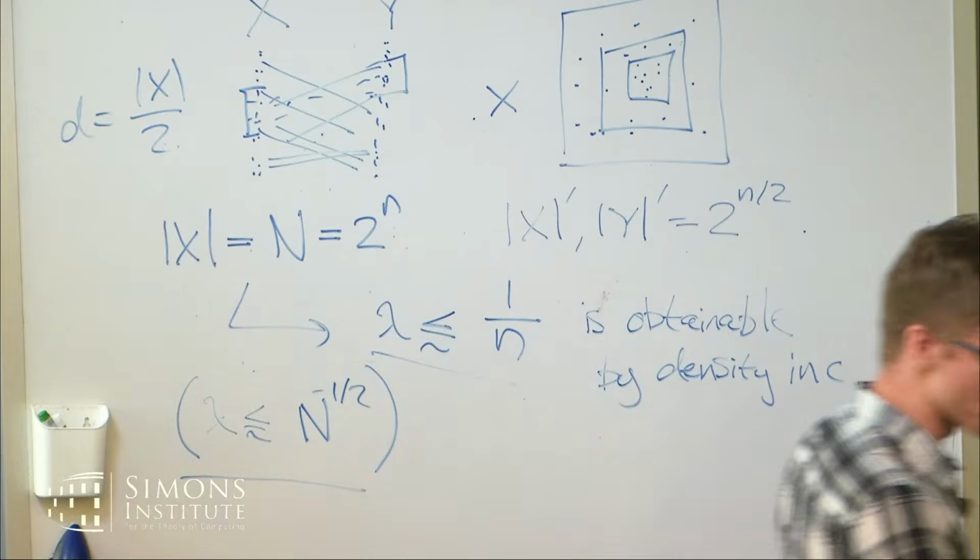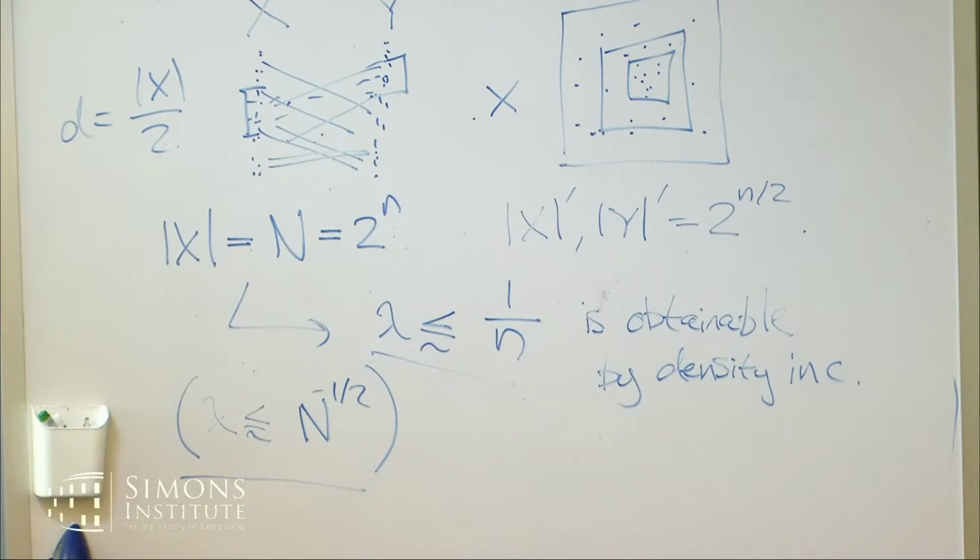Sure. And is this true also if you use more combinatorial measures of expansion, like jumbledness or randomness?